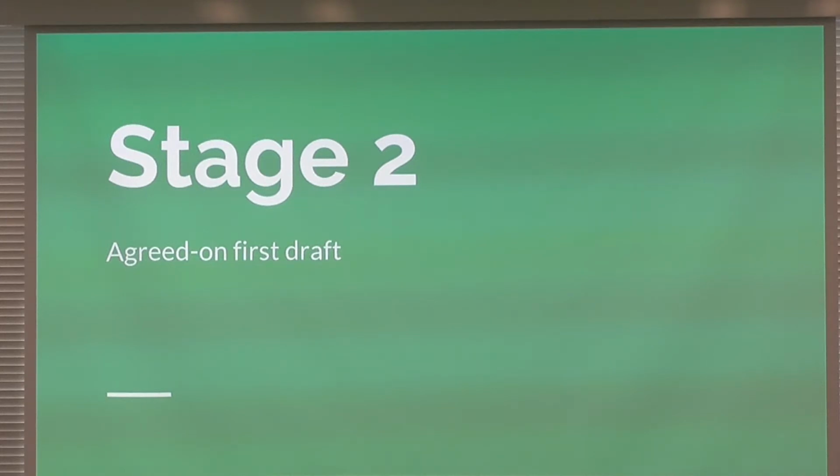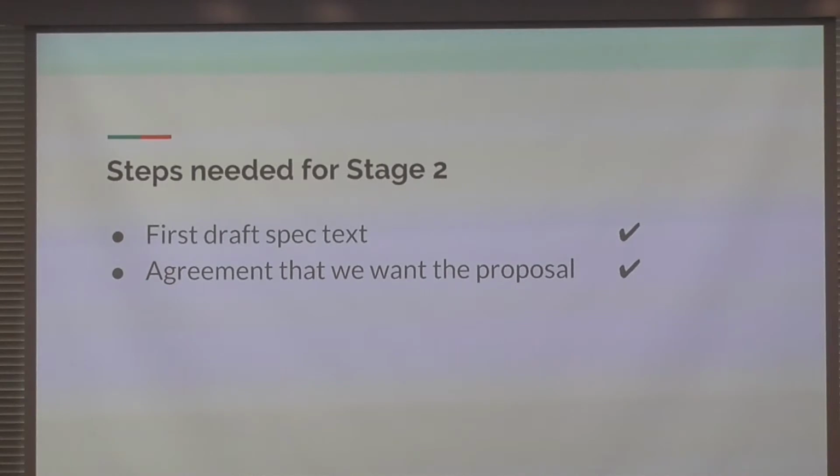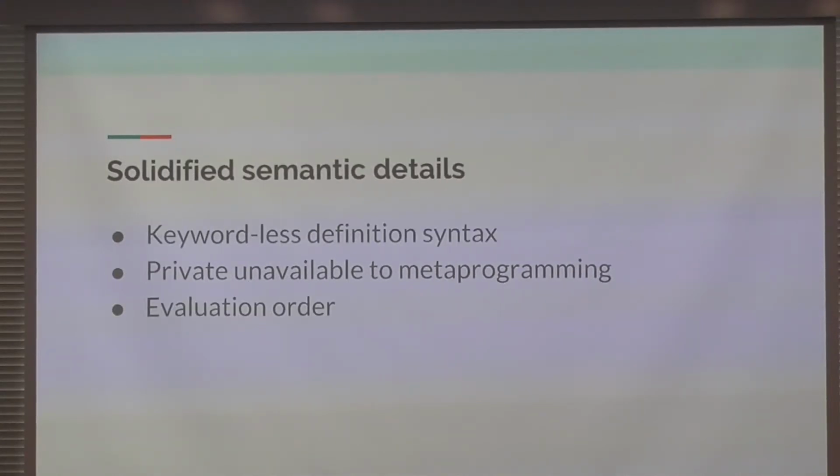So once we got through those basic issues, we were able to get to stage 2 in the standards process. To get to stage 2, we needed a first draft of the specification text and agreement that we want to go ahead with the proposal. In this stage, we solidified some details. We decided we're not going to have a keyword. There was an idea that, in addition to the hash, you would also put some other keyword before the declaration, and we decided, no, that's not necessary.